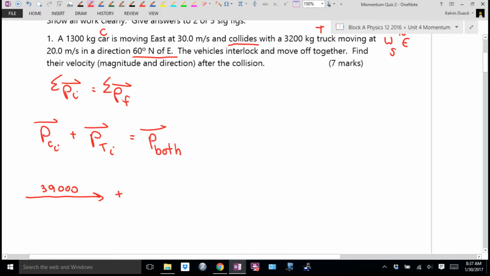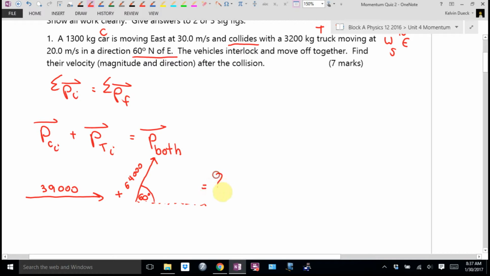Plus, the truck is 60 degrees north of east. North of what? North of east. Start out going east, then go north of east, back to where I started from. 60 degrees is pretty steep, about like that. Maybe not quite that steep, but close. And this one is going to be 3,200 times 20, which I think is going to be 64,000 if I do the math in my head correctly.